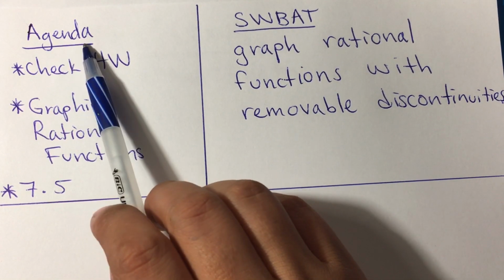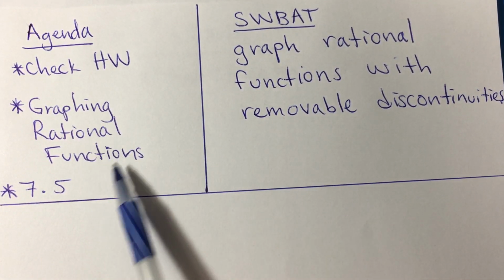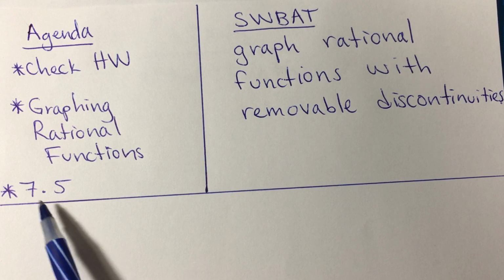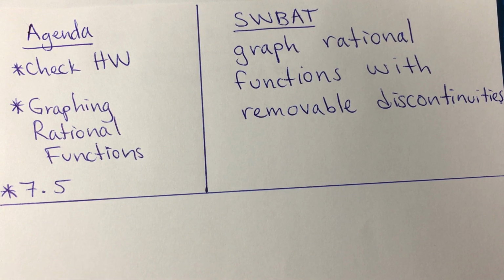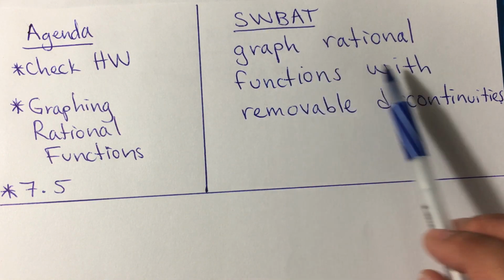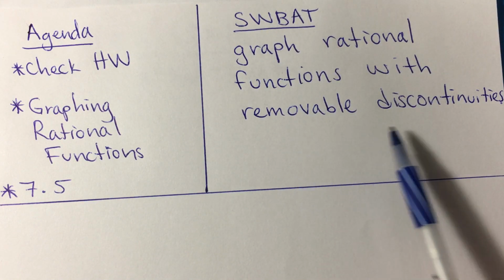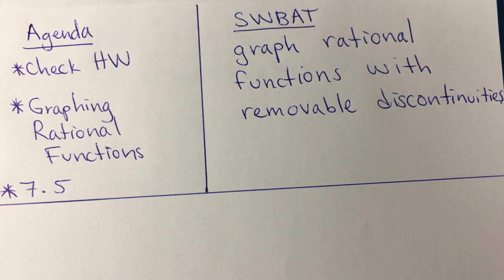Hello students, today's agenda is to graph rational functions, and I will be doing the second part of 7.5. I will be doing that third example where you have to factor. Today students will be able to graph rational functions with removable discontinuities, but remember that this time we'll be factoring.